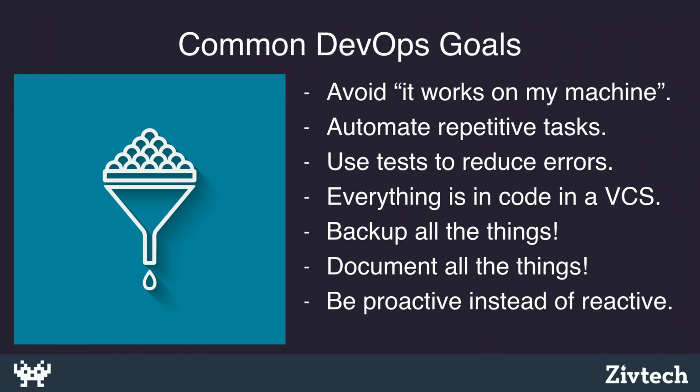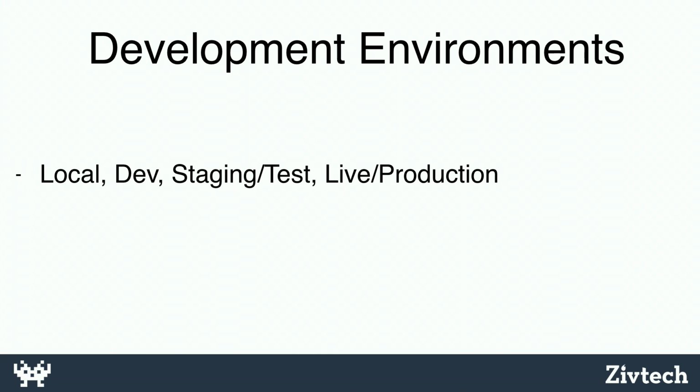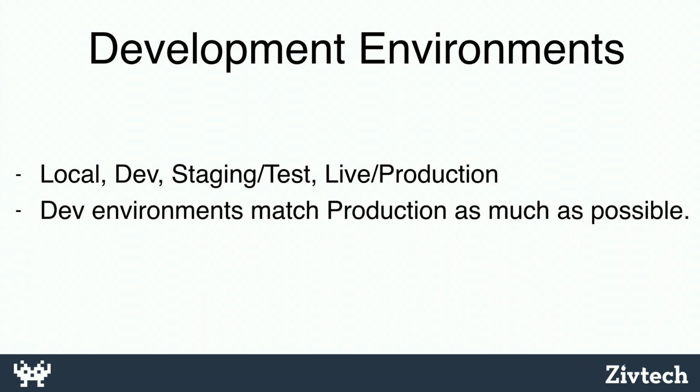Next thing we're going to get into are some concepts around things that you're going to want to work towards to create in your DevOps environment. So first, we're going to look at development environments. Typically, we have a local dev, staging or test, and live or production. Each one of these environments should match your production environment as much as possible. This way, you reduce the amount of unknown issues that are going to come up when you try to deploy to production.